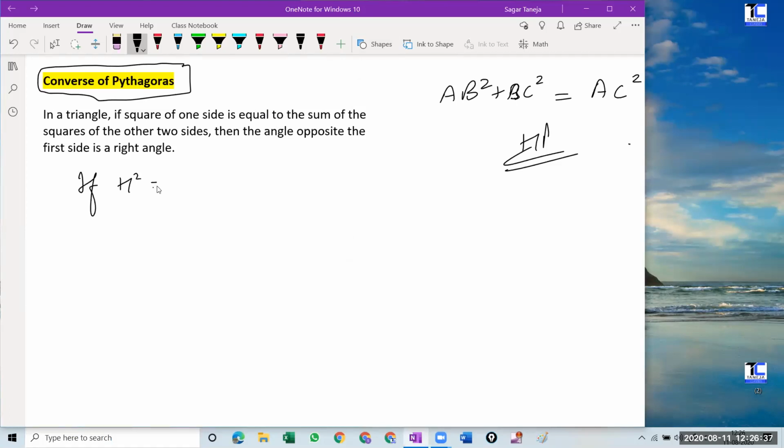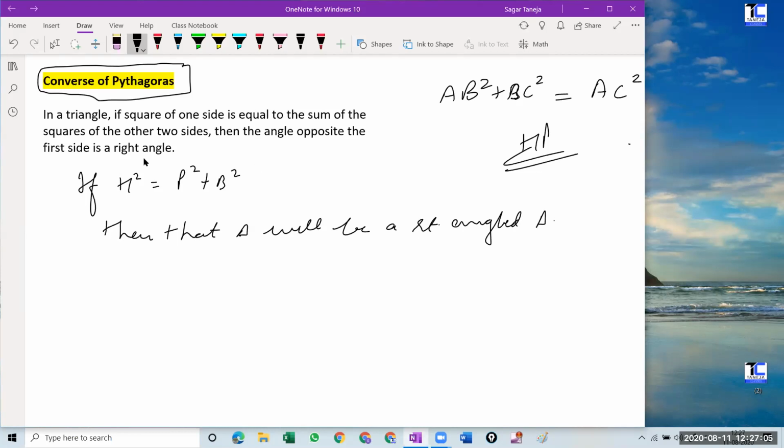If h square is equal to p square plus b square, then that triangle will be a right angle triangle. Simple. If this is already given in the question, then we can say by converse of Pythagoras that the triangle will be a right angle triangle, or the angle opposite to the hypotenuse will be a right angle. So this theorem can be used directly. There is no need to prove this.